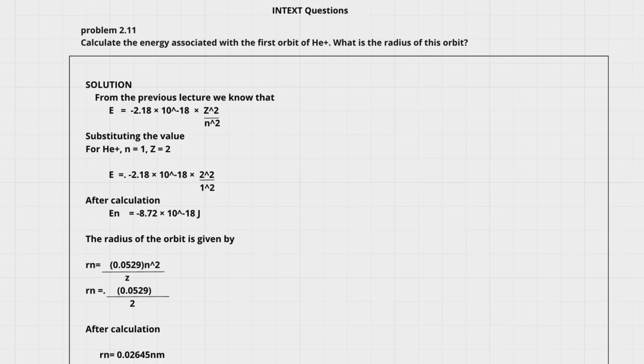The radius of the orbit is given by Rn equals 0.0529 multiplied by n square divided by Z. Rn equals 0.0529 divided by 2. After calculation, Rn equals 0.02645 nanometer.